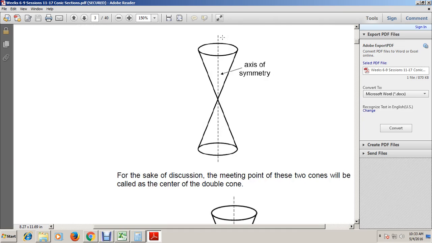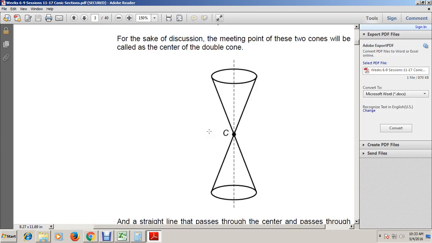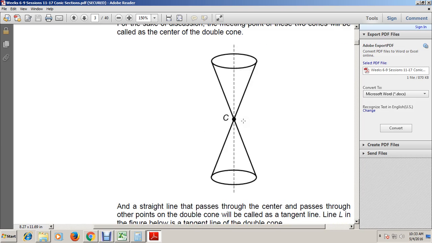Now, if we're going to draw a line from the center of the above cone, from the center of the circle, passing through the connecting point of the vertices of the two cones, ending up with the bottom cone, we call this imaginary line the axis of symmetry. Where the axis of symmetry and the vertices of the two cones meet, we call this the center of the conic section.